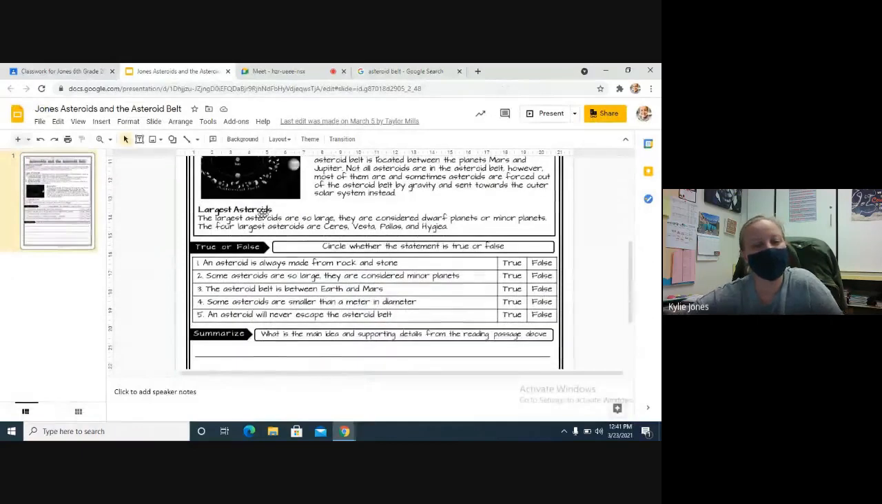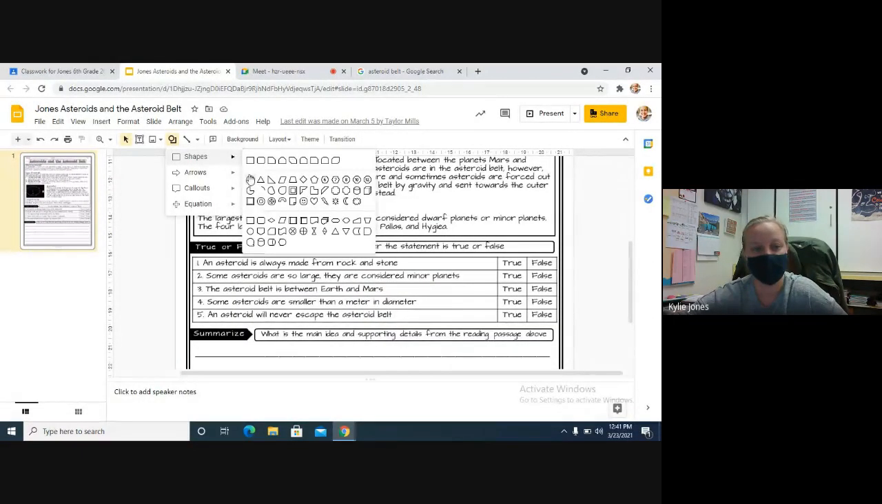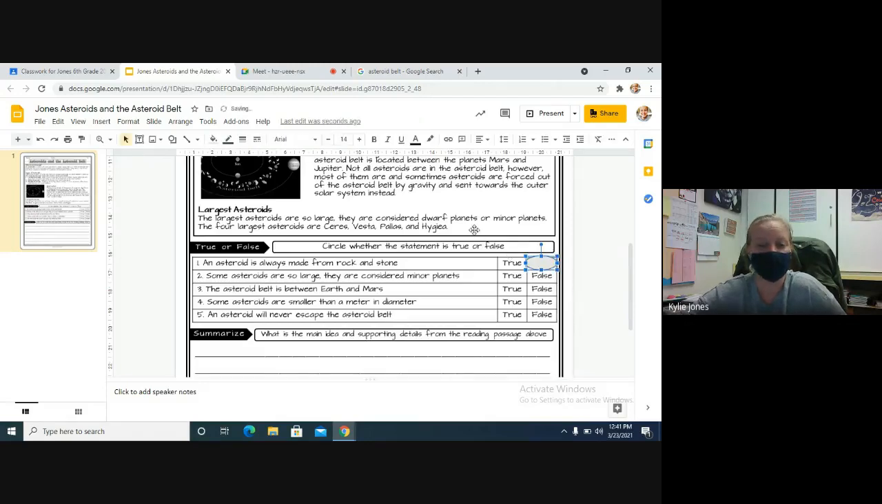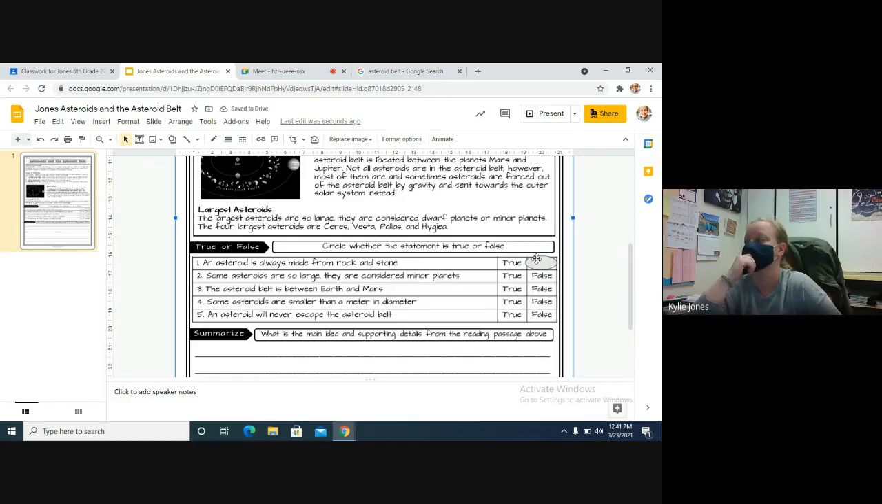So your guys' goal here now, you're going to need to create your own circles again, is to answer true or false. Let's do number 1 together. An asteroid is always made from rock and stone. False. Why is it false? Because it says that it's mostly made from rock and metal. Okay, it can be made of metals. There's one that's carbon, lots of different things. So we put that first one over false.